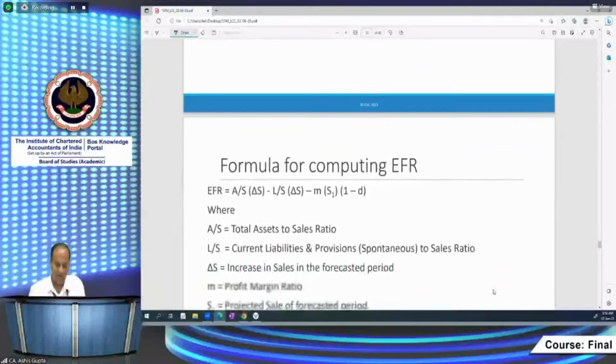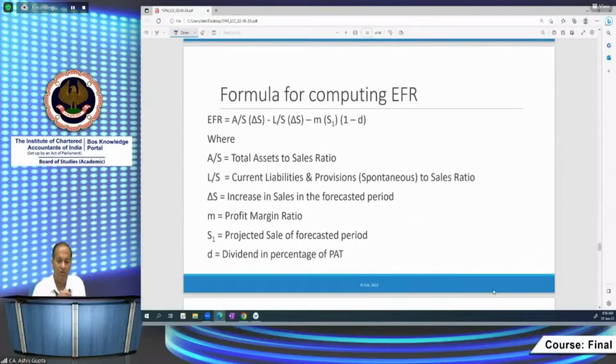Next is the formula. This is the formula approach. Students, please note down this formula. This is the external funding requirement. Here, what is it? It is basically the total assets to sales ratio. Basically, we use the historical ratios. So all these ratios are historical. This is also a historical ratio.